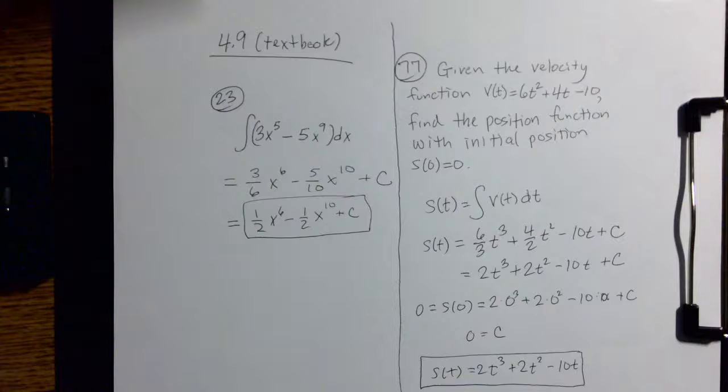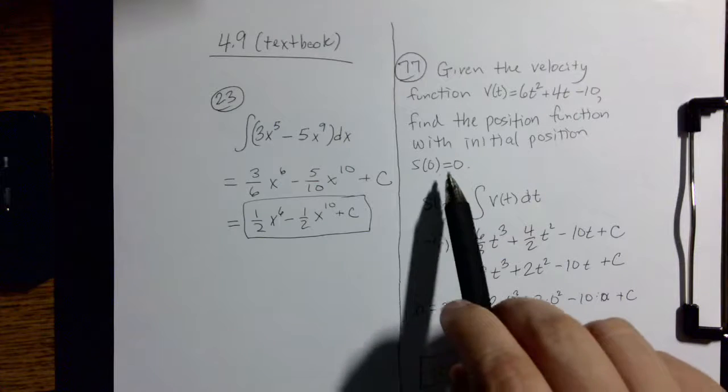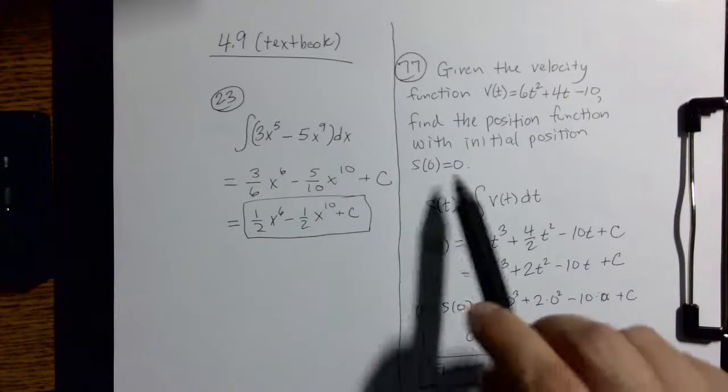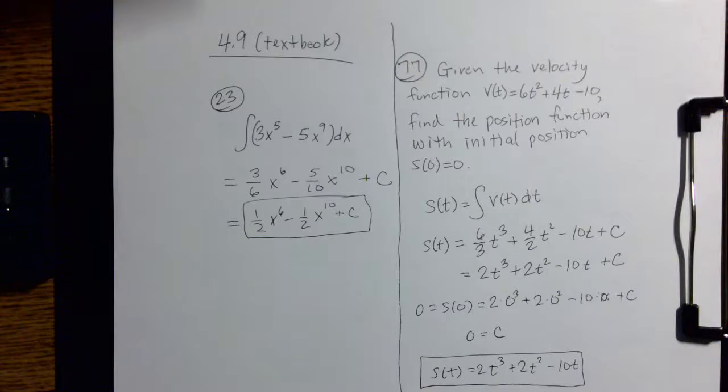This kind of problem, whether we're talking about velocity or some other function, is called an initial value problem. It's a problem where we're not looking for all of the antiderivatives of a particular function. We're looking for a particular antiderivative based on some initial value. Okay, in this case, s of 0 equals 0.